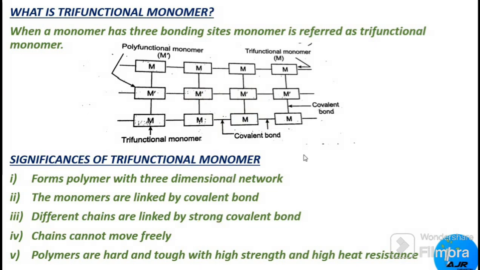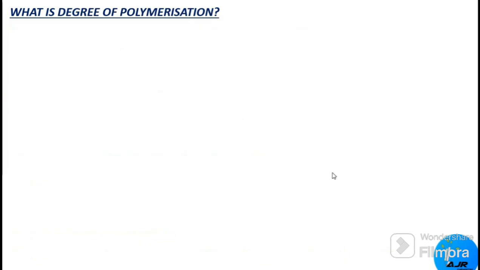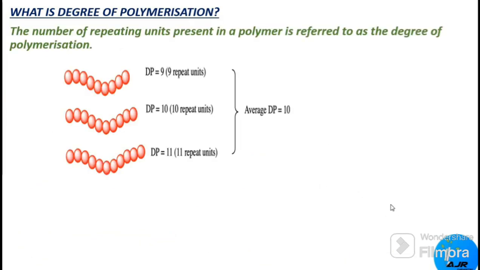Next the important question is, what do you mean by degree of polymerization? It is nothing but the number of repeating units present in a polymer. What do you mean by repeating unit? It's nothing but the number of monomers. So the number of repeating units present in a polymer is referred to as the degree of polymerization.